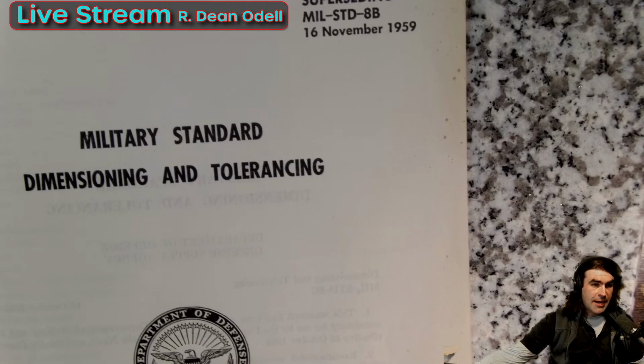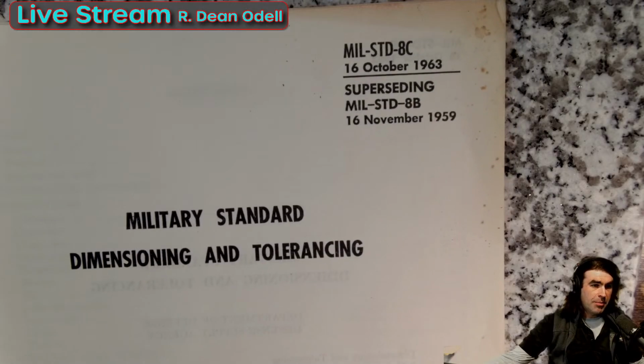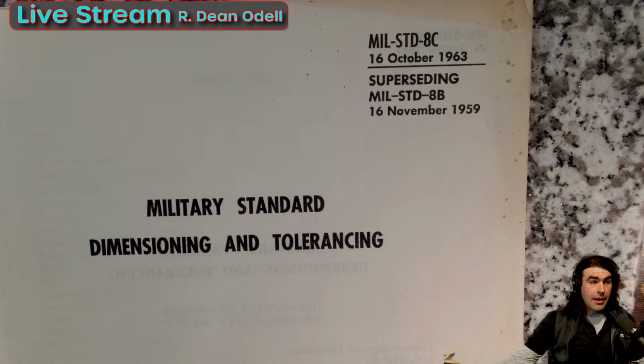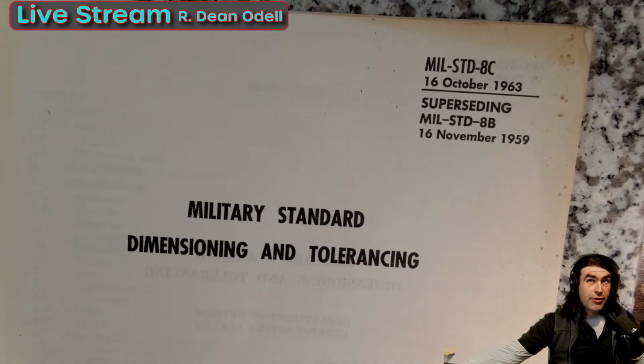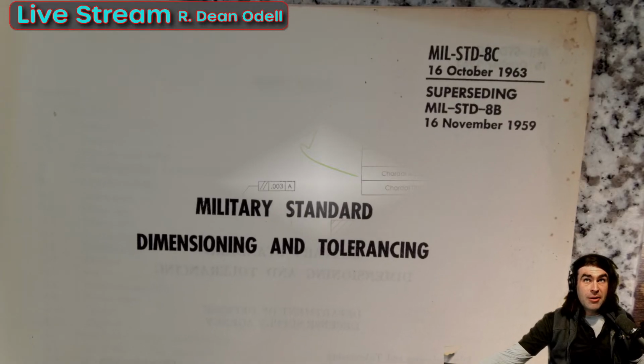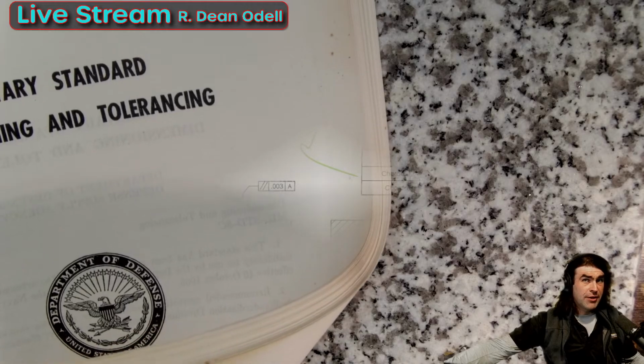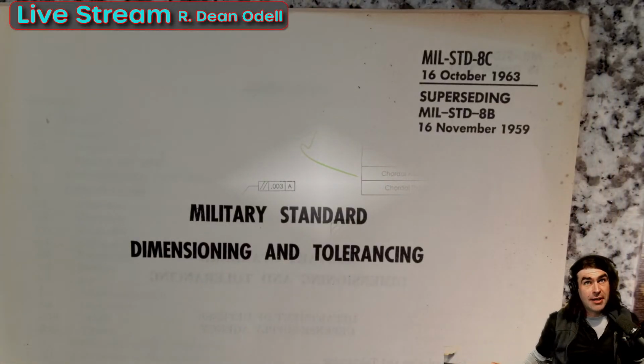So the book I'm looking at is Military Standard Dimensioning and Tolerancing, Mil Standard 8C. I got this off of eBay. If anybody knows where I can find any of the other versions, please let me know. This is a pretty short little book. It's probably like 50 pages. And it's just GD&T before GD&T.